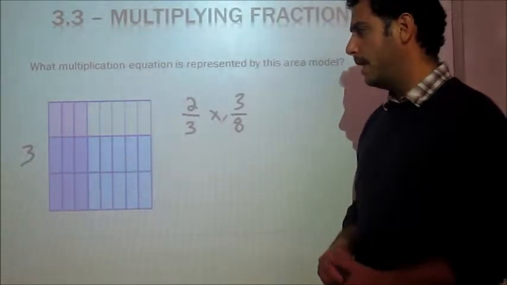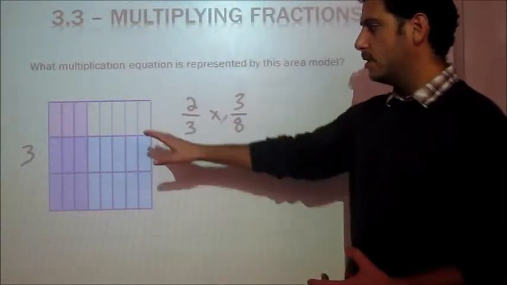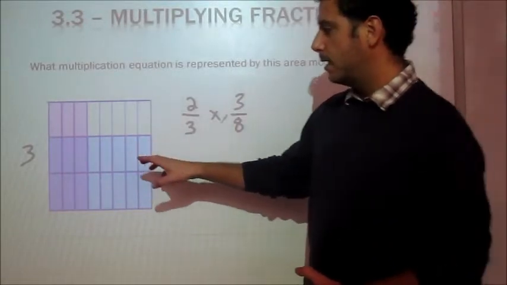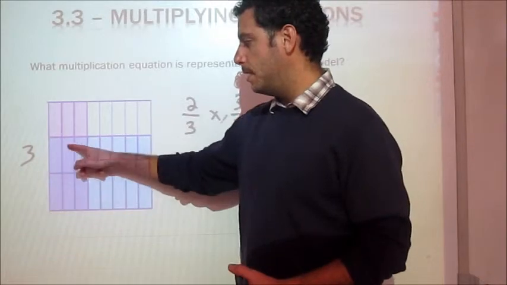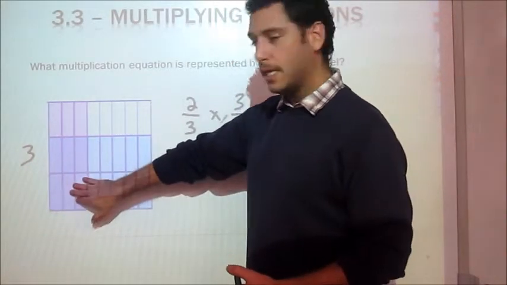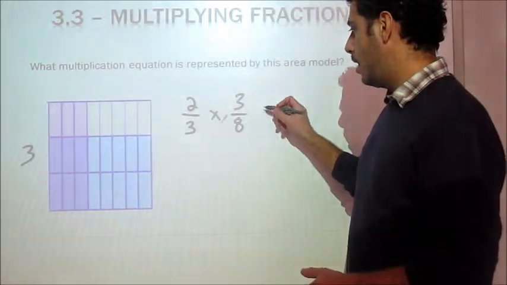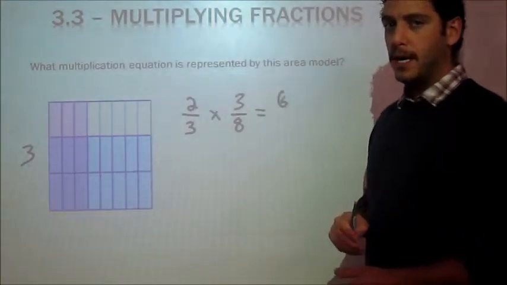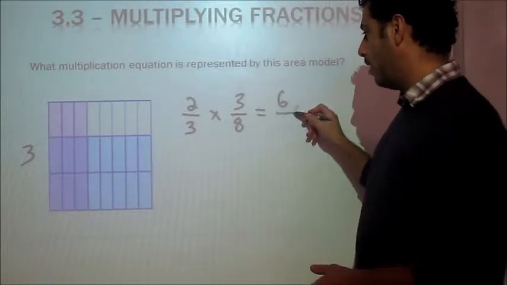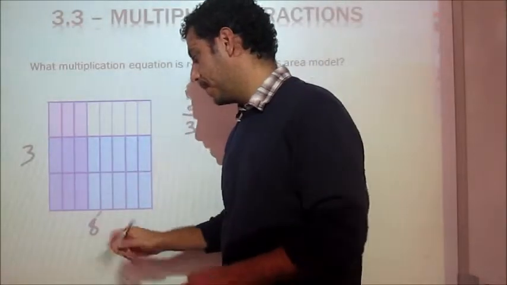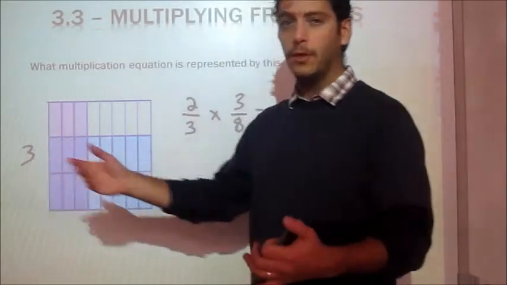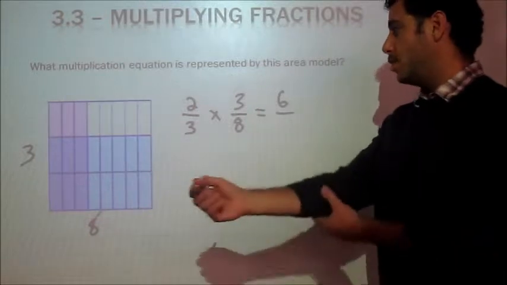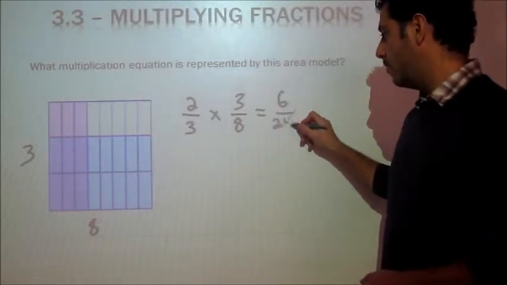Now, when we multiply fractions using an area model, we determine the product by counting the number of units that have been shaded twice. In this case, that's 6. And 6 will become the numerator of the product. The denominator can be found by simply multiplying the base of the rectangle by the height. That's how you calculate the area of a rectangle. So base times height, in this case, is 24. So 6 out of 24.